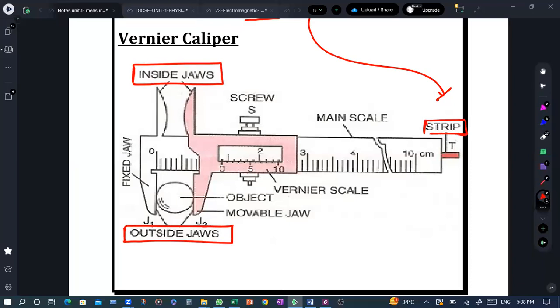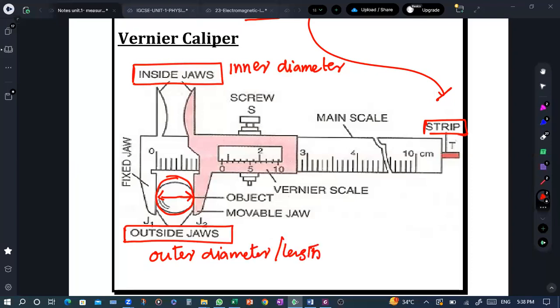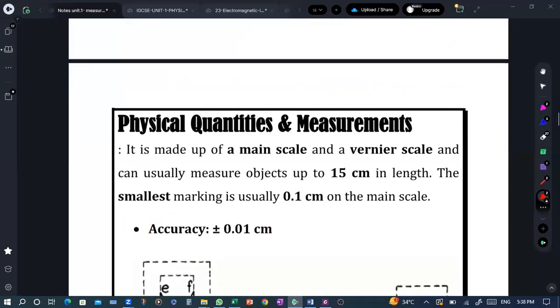Outside jaws are used to measure the outer diameter of an object. Then inside jaws are used to measure the inner diameter of an object. They are used to measure outer diameter or length of the object. Then this strip is used to measure depth of the object. So it has three main functions: outer diameter, inner diameter, and depth.